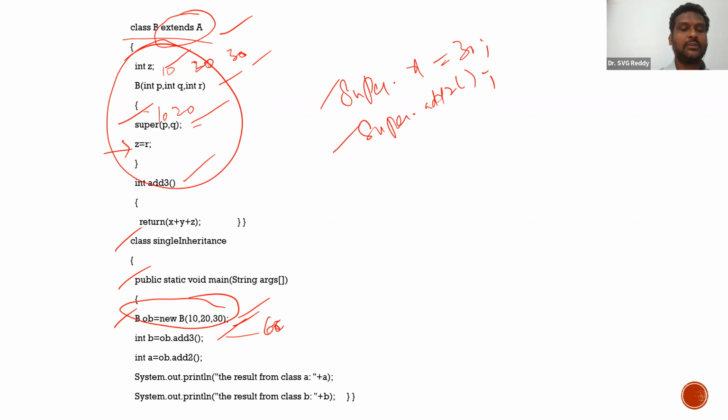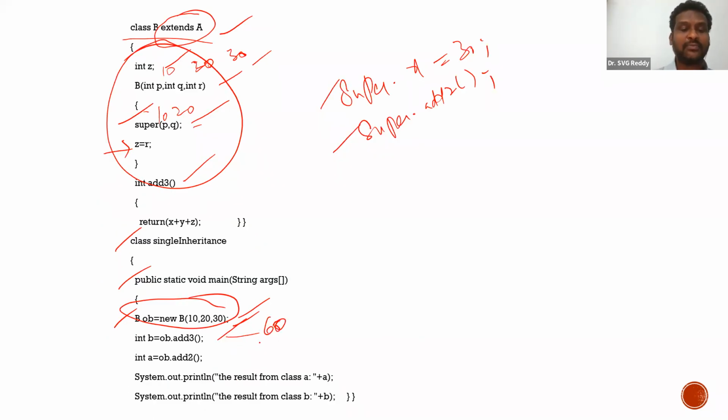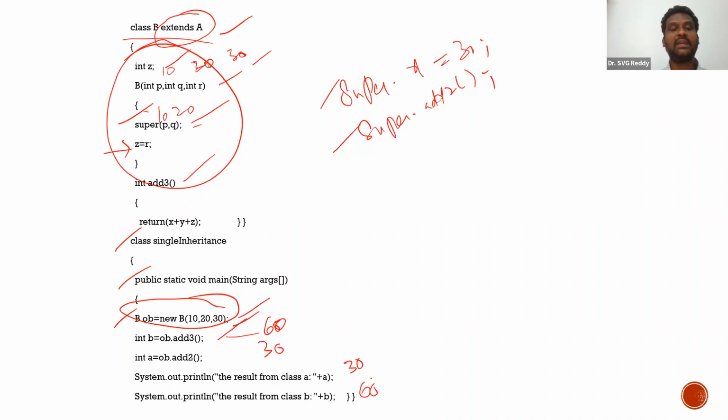And then add2. What is add2? It prints X is so and so and Y is so and so, and returns X plus Y. X plus Y is 30. So A is 30. It prints the result from class A is 30. The result from class B is 60. That is the output there. So hope you have understood simple or single inheritance between two classes A and B, then the super keyword, and how the object is created only for the derived class. It accesses all the methods and functions of both classes.